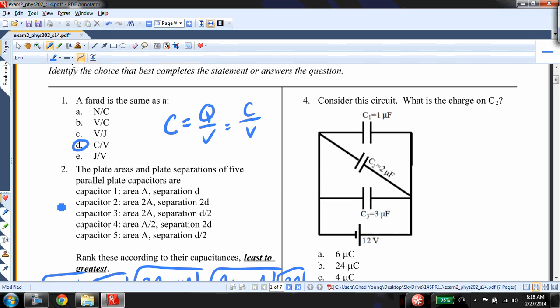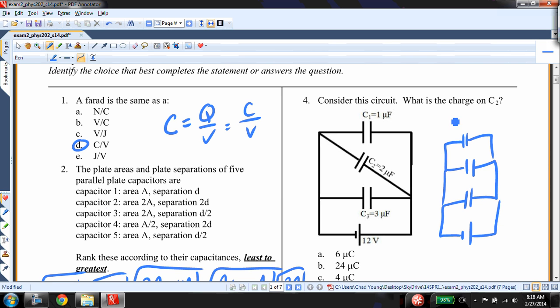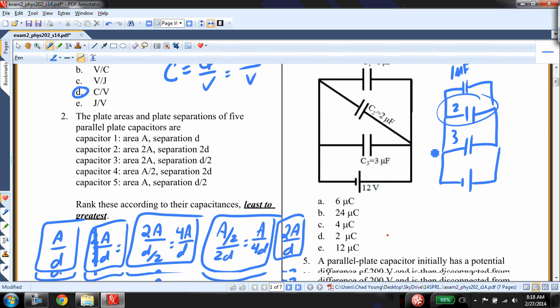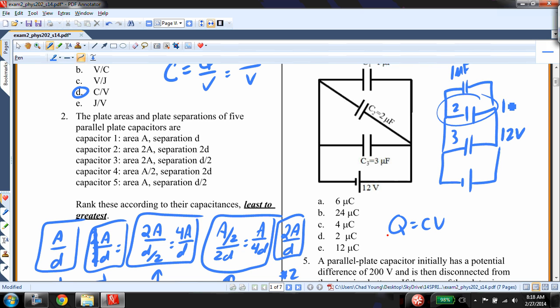All right, consider the circuit. What is the charge on C2? I sent out a message actually showing y'all this, that this is the same circuit. All right, I have 1, 2, and 3 microfarads. And I want to know what is the charge on this capacitor. I know Q is CV. I also know that each of these carries 12 volts. So it's going to be 2 microfarads times 12 volts, which is 24 microcoulombs. That's B.